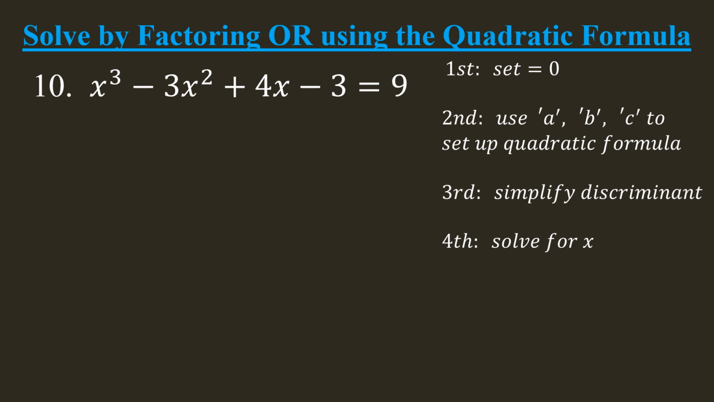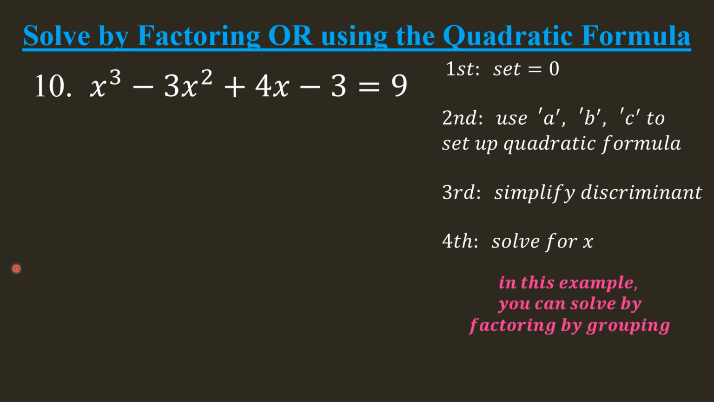In example 10, again, we have another cubic polynomial. This one, though, has 4 terms, and I still have to set it equal to 0. So x cubed minus 3x squared plus 4x minus 3 equals 9. We are going to subtract 9 on both sides to give us x cubed minus 3x squared plus 4x minus 12 all equal to 0.